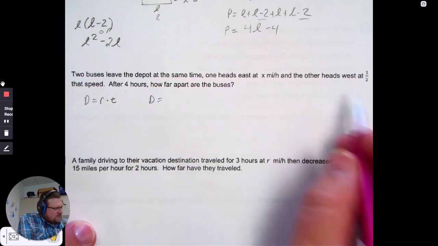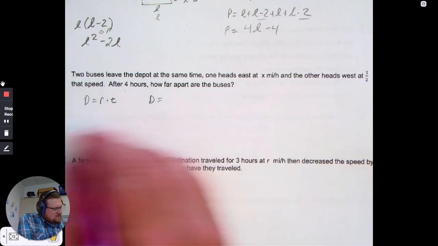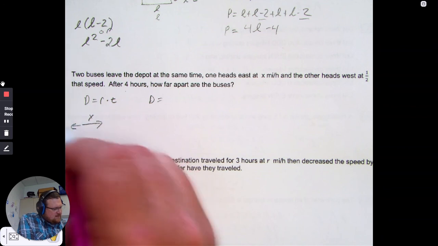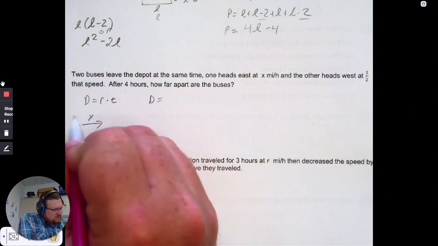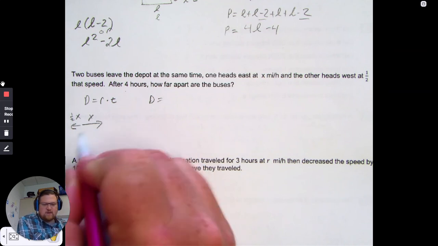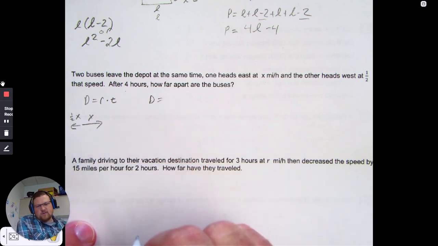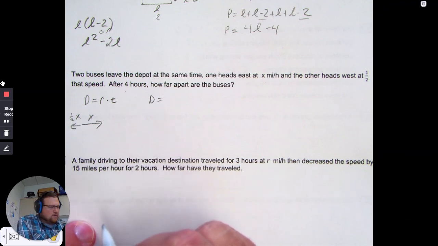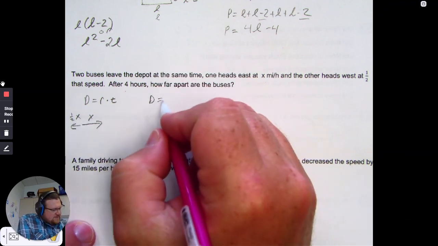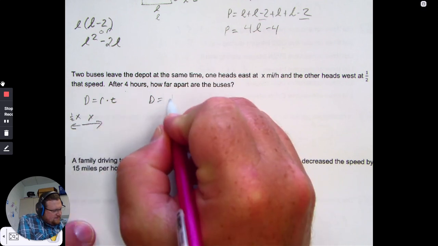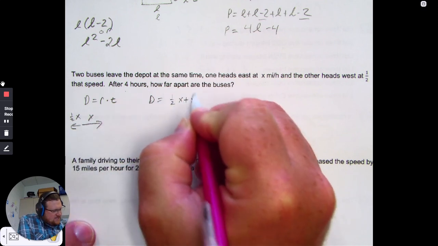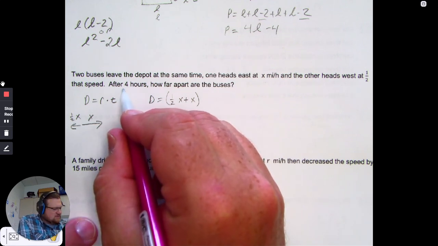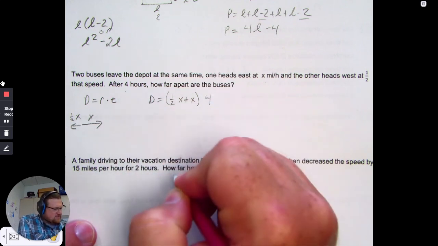We have one bus that's heading X miles an hour in one direction. The other bus is heading half that speed, so 1/2 X miles an hour in the other direction. So when we're looking at the rate, we have to add those two together because that's really how far apart they're going. So my distance has to equal 1/2 X plus X and then times my time. So how long was it? Well, it was 4 hours.